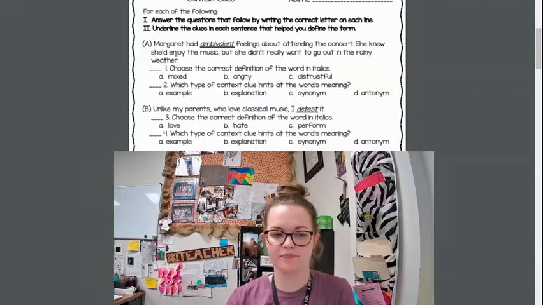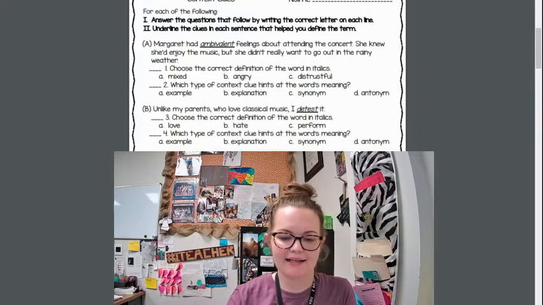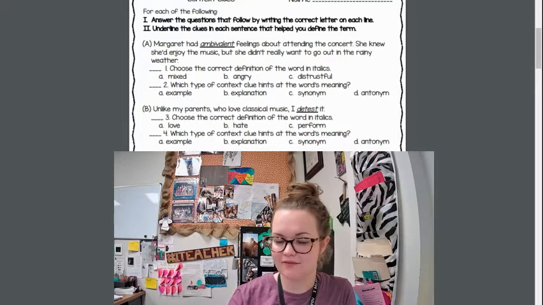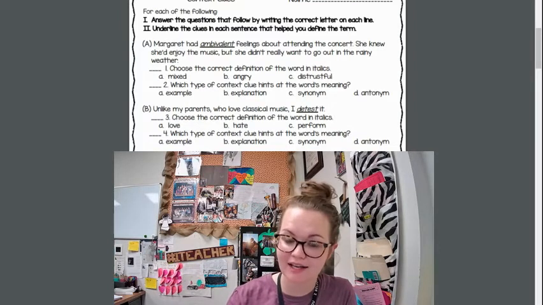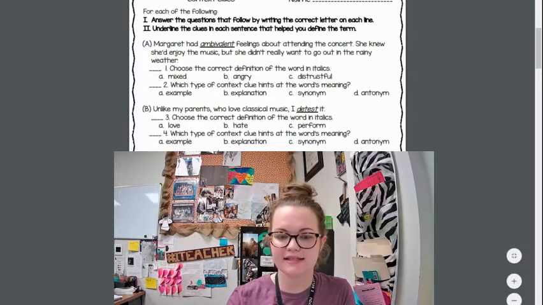Let's look at B. B says, unlike. If you see the word unlike, then unlike is an antonym, opposite, okay? Unlike my parents who love classical music, I detest it. Choose the correct definition of the word in italics. What would be the opposite of loving something? Hate. Detest means hate because it says, unlike my parents who love it, I detest it. So it'd be like, I hate it. Okay, and this is an example of what type of context clue? An antonym. Okay, it's the opposite.